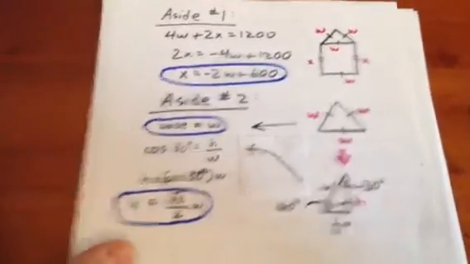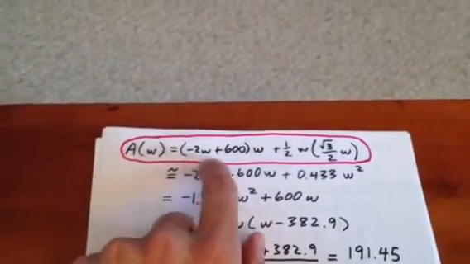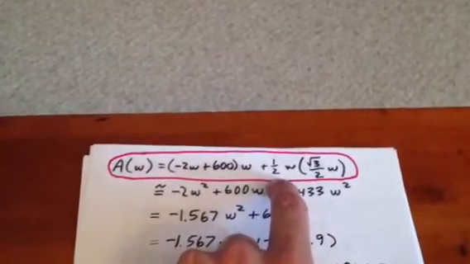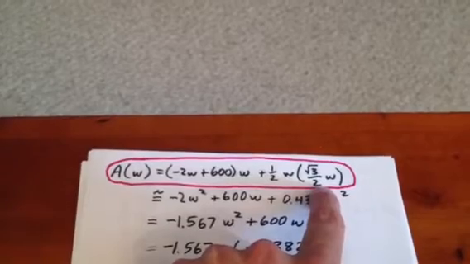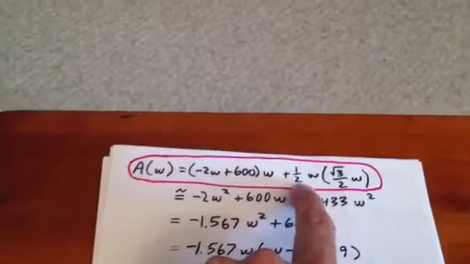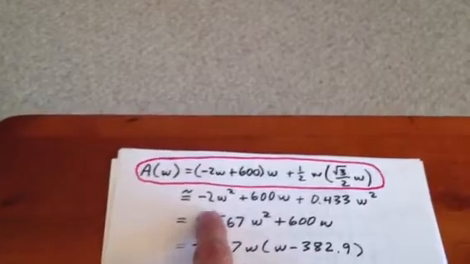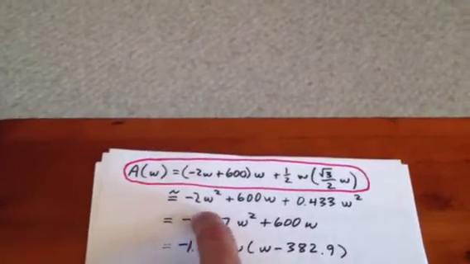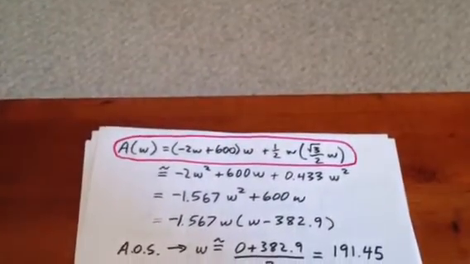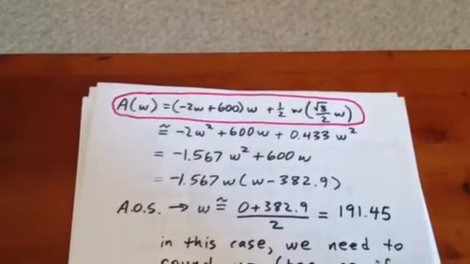Now we can go back to our original formula, and we can sub in x equals negative 2w plus 600. We can sub in that h is root 3 over 2 times w, and we can sub in that the base is w, so 1/2 base times height. Now we're going to begin our rounding here, and we have negative 2w squared plus 600w plus 0.433w squared. We collect like terms in the next line to get negative 1.567w squared plus 600w.